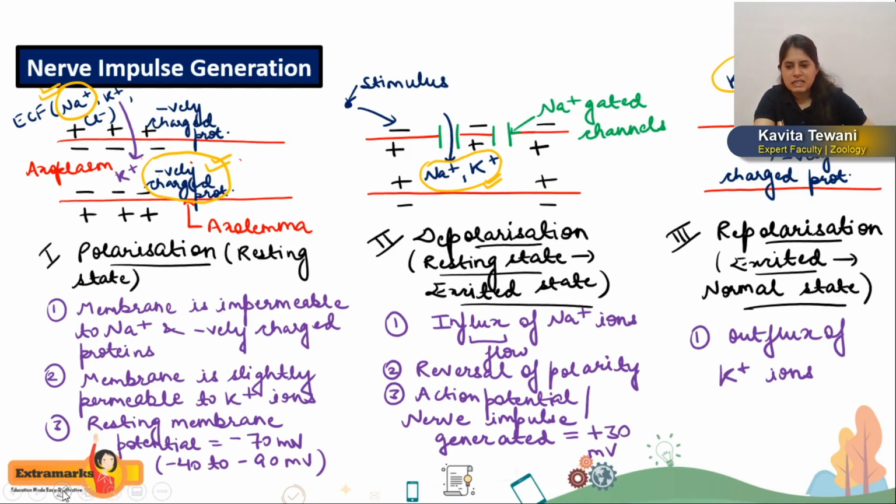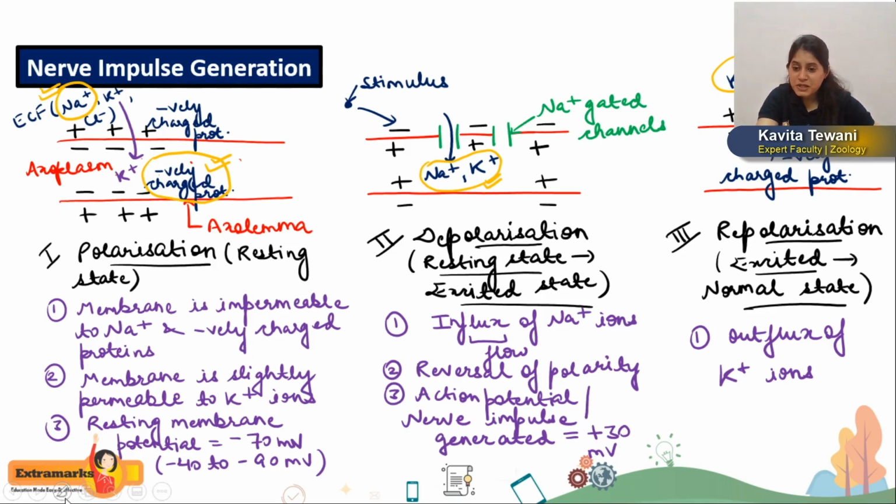So now let me directly write the charges. Now again we have positive charges outside and negative charges inside. So ma'am, yes, we have got the whole condition back, but there is still one issue. Earlier, in the very first step of polarization, there were more Na plus ions outside and they were dominating, and in repolarization, K plus ions are more outside, and that is not correct till now. That has to be corrected.